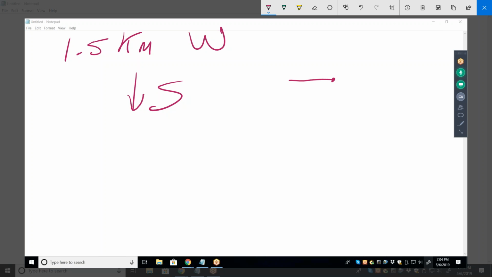No, that's correct. So the jogger goes 1.5 kilometers west, right? Then he turns south. Which way is south? It's down. And we don't know how far he turned, but we know how far away he is from his original point, which is what? 1.7.